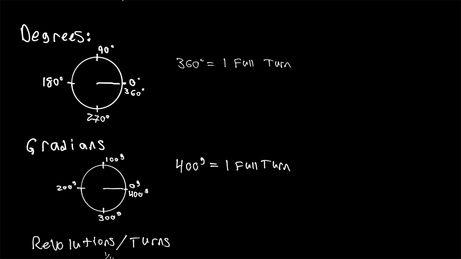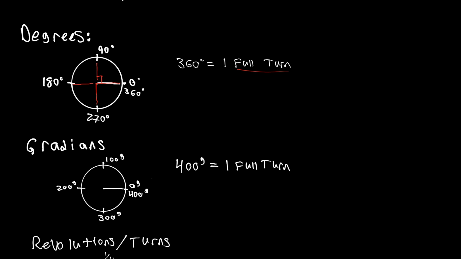Looking at degrees, degrees are the most common form of angular measure. We pretty much learned that from elementary school, that 90 degrees is a perpendicular, 180 degrees is a half circle, 270 is 3/4 of a circle, and 360 is a full circle. 360 degrees is one full revolution or one full turn.